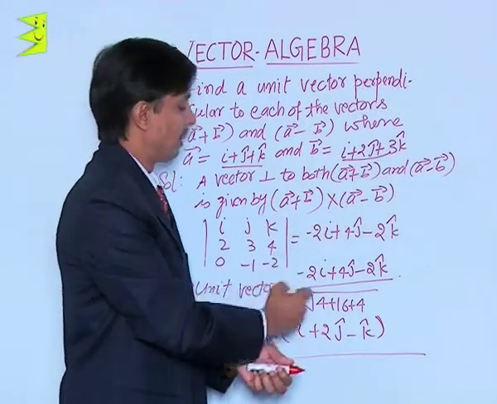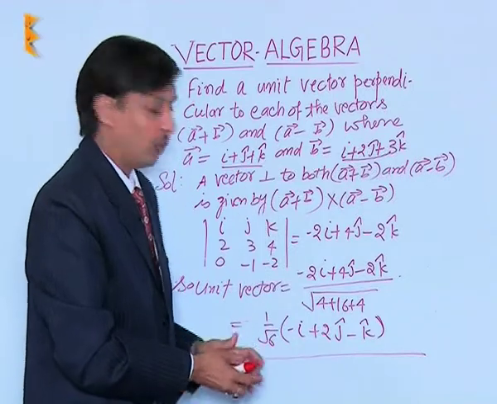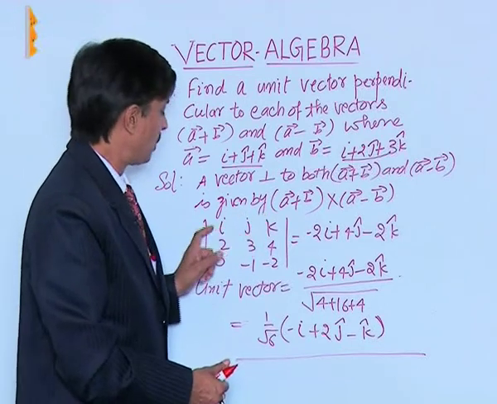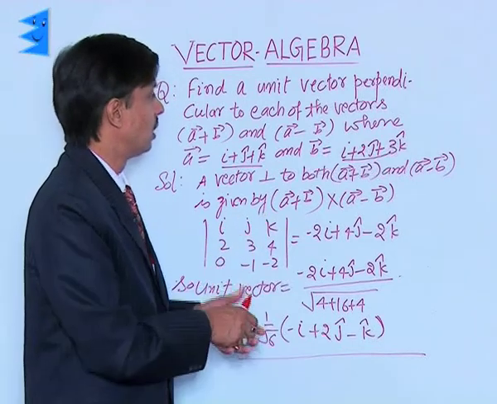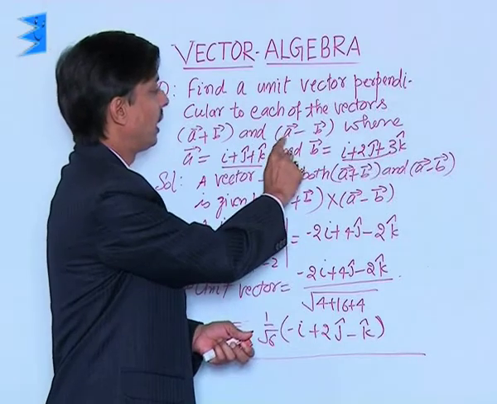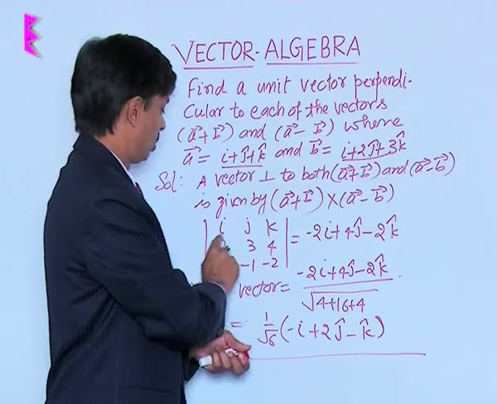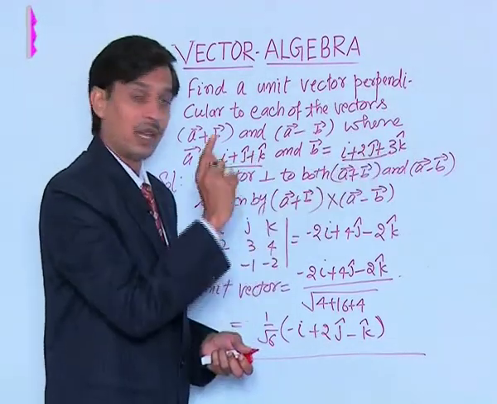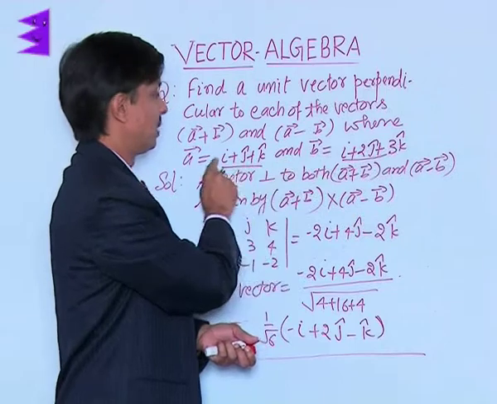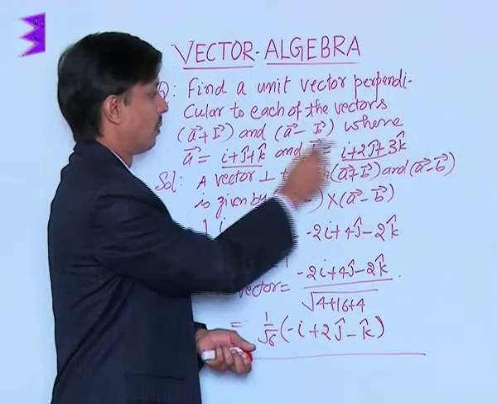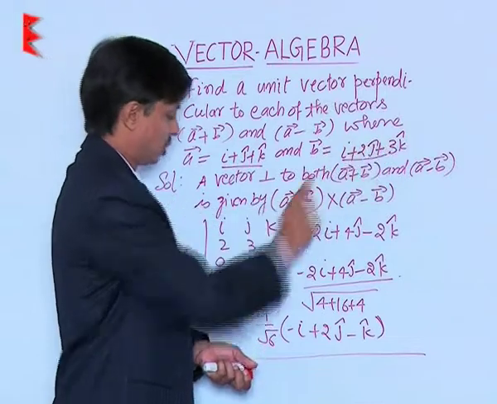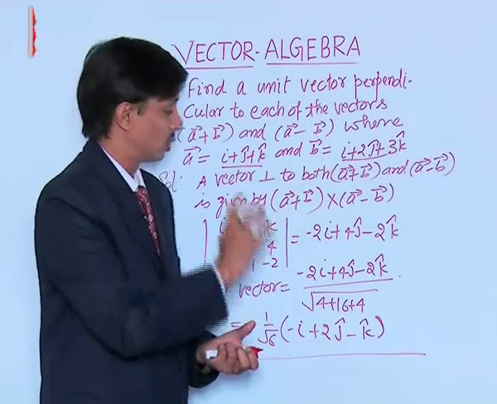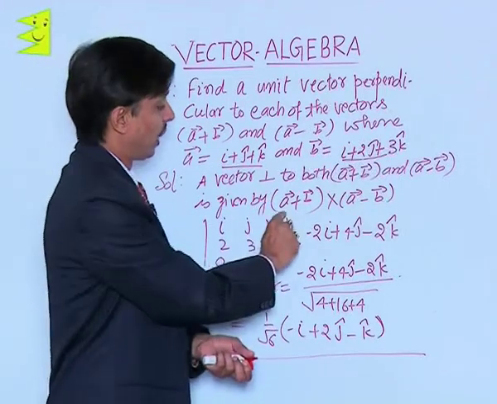A plus b cross a minus b with the help of a determinant will be given by i, j, k. Then the coefficients of a plus b are 2, 3, 4, because if you add vector a and vector b, this is 1 plus 1, 2, this is 1 plus 2, 3, this is 1 plus 3, 4. And then a minus b, that is 1 minus 1, 0, then 1 minus 2, minus 1, then 1 minus 3 is minus 2.